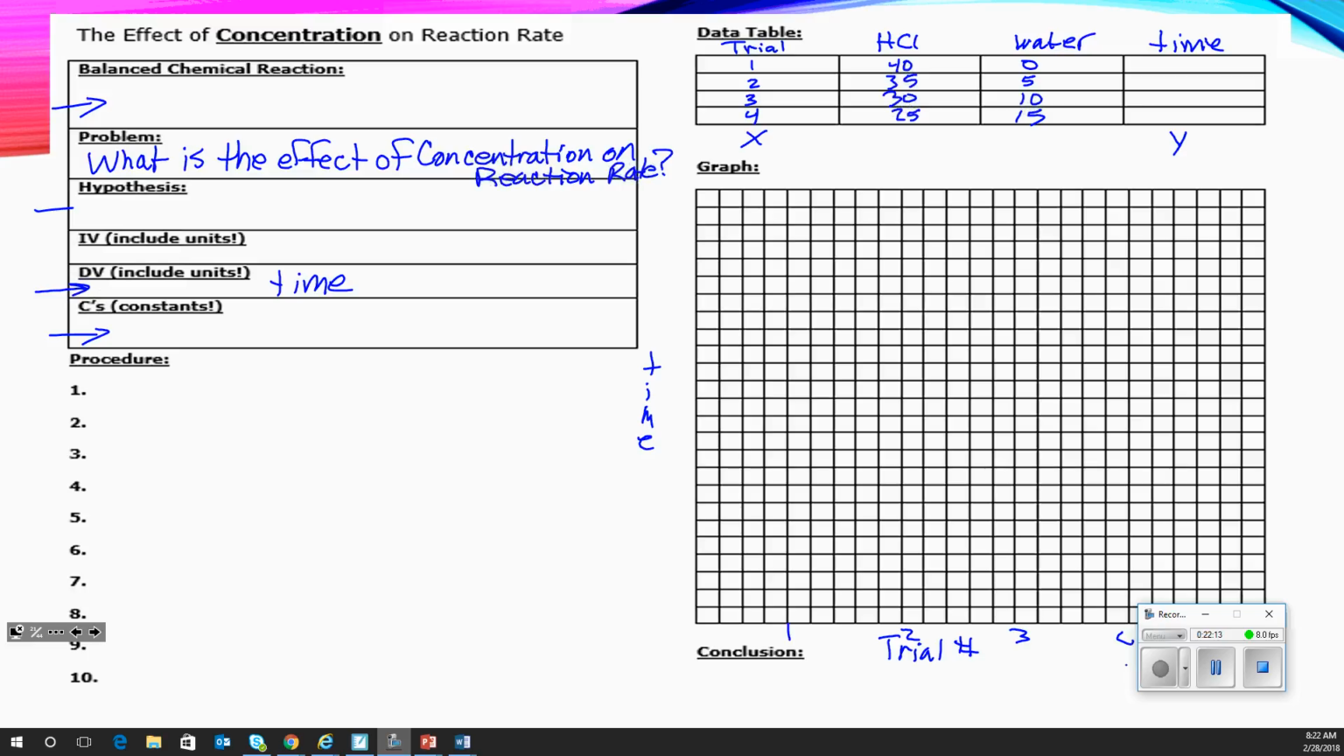Now, here's a hint. When you use the film canister one, you're going to have 2 graphs. So you're going to have to split this in 2. One of them is going to be time, and the other one is going to be bricks or height. Okay, but they'll still have trial on the bottom.